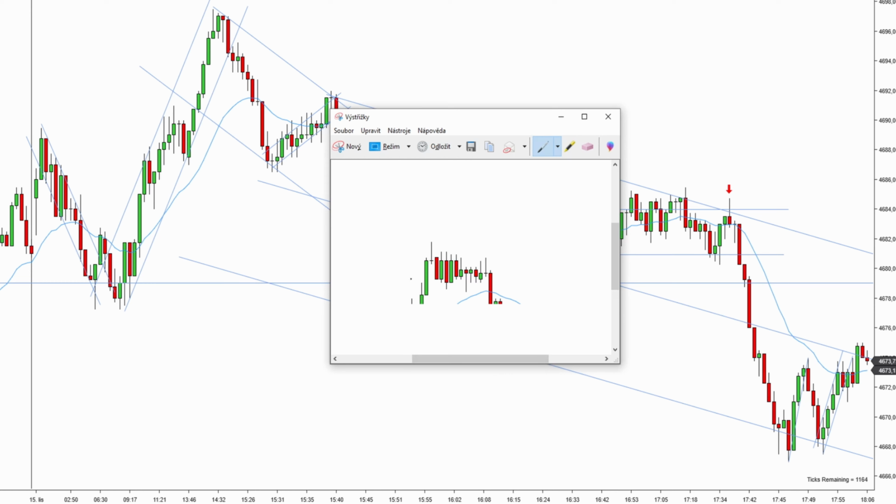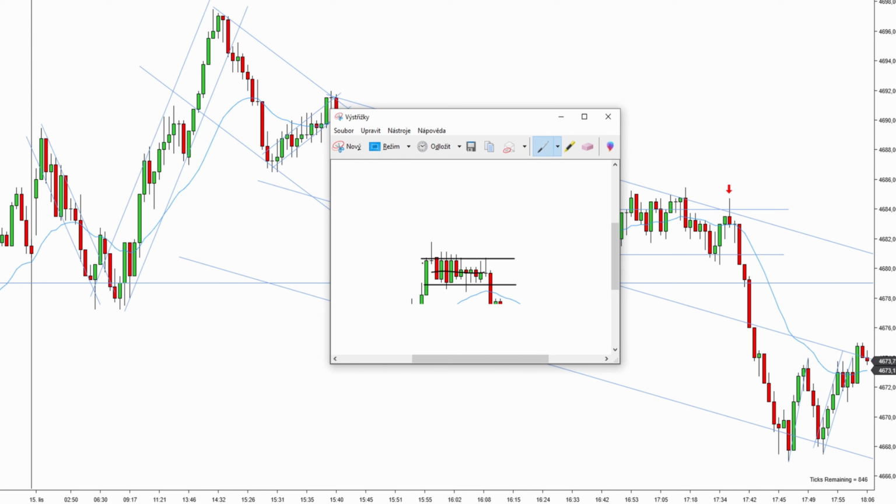I have a picture of a congestion right here, and congestion is typically a bunch of bars stacked next to each other, overlapping without any clear direction. You can clearly draw support and resistance, and you see that there is no room to either one of those extremes, and it is both tempting to buy and sell at the same time. This is a congestion. EMA is also a lot of times in the middle of these bars.